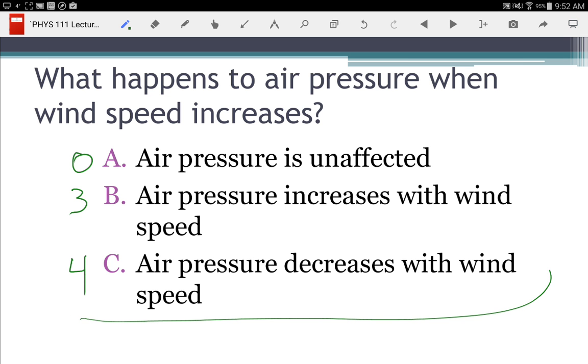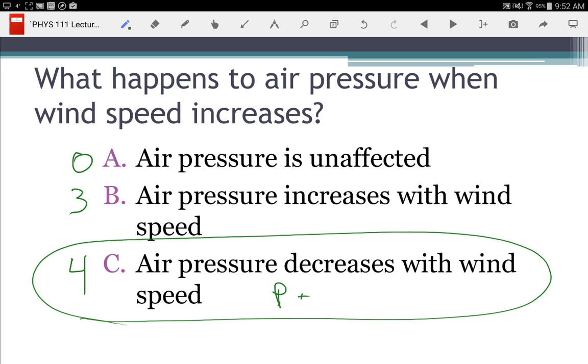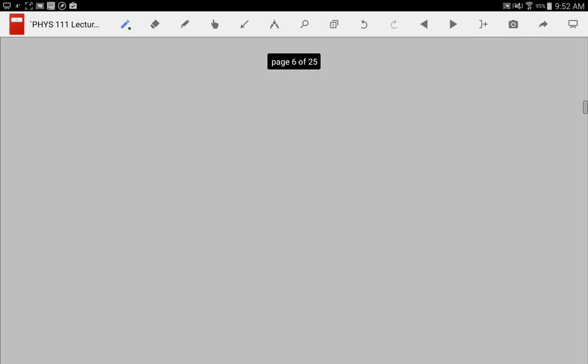The air pressure decreases with wind speed increase. That comes from our Bernoulli relation, or Bernoulli principle. Pressure 1 plus 1/2 density times velocity 1 squared equals constant, so equals pressure 2 plus 1/2 density times velocity 2 squared. So if the velocity is faster, the pressure is going to have to drop for it to remain unchanged.